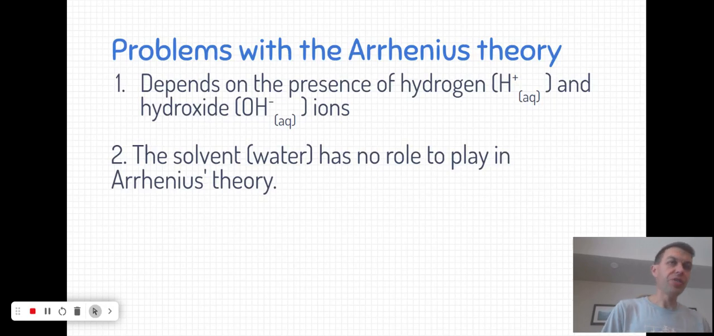A second limitation of Arrhenius theory is that the water molecules which are in these solutions have no role to play. And we will see that, in fact, water does play an active role in the ionization of acids and bases.